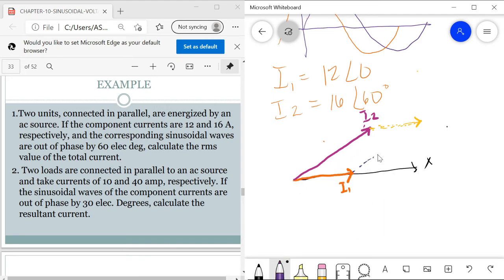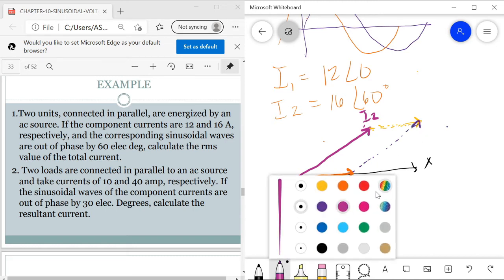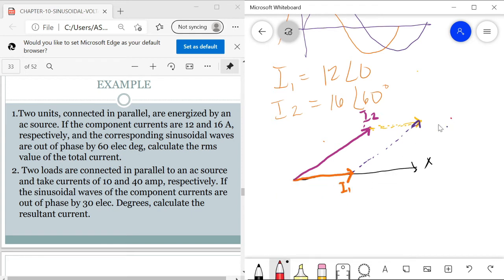Lalagay natin dito the resultant, this is IR. Theta, 60 degrees. Ito siya. It is between I1 and I2. Ito yung theta. And your beta will be from the reference. So, this is your beta.